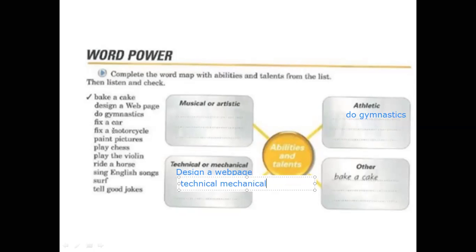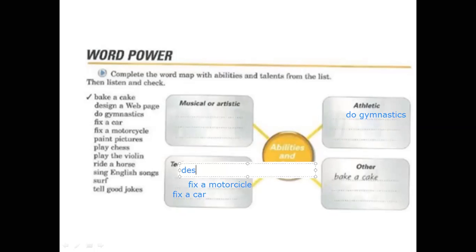All right, how about fix a motorcycle? Probably the same, right? Yeah, it's the same. Technical and mechanical. Oh, yes, my bad. So the previous one too: fix a car and fix a motorcycle, right? Sorry, I'm gonna delete this one. So here we fix a motorcycle. And then we have design a web page. Great.